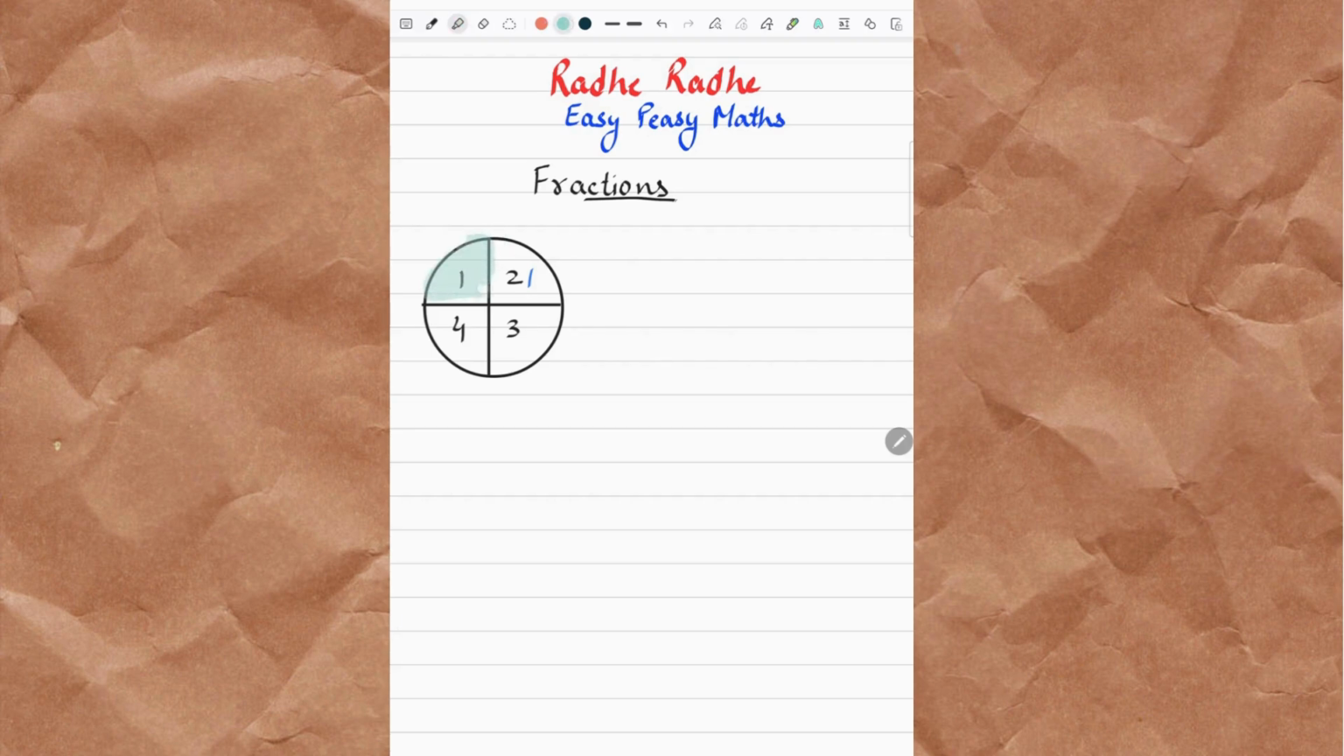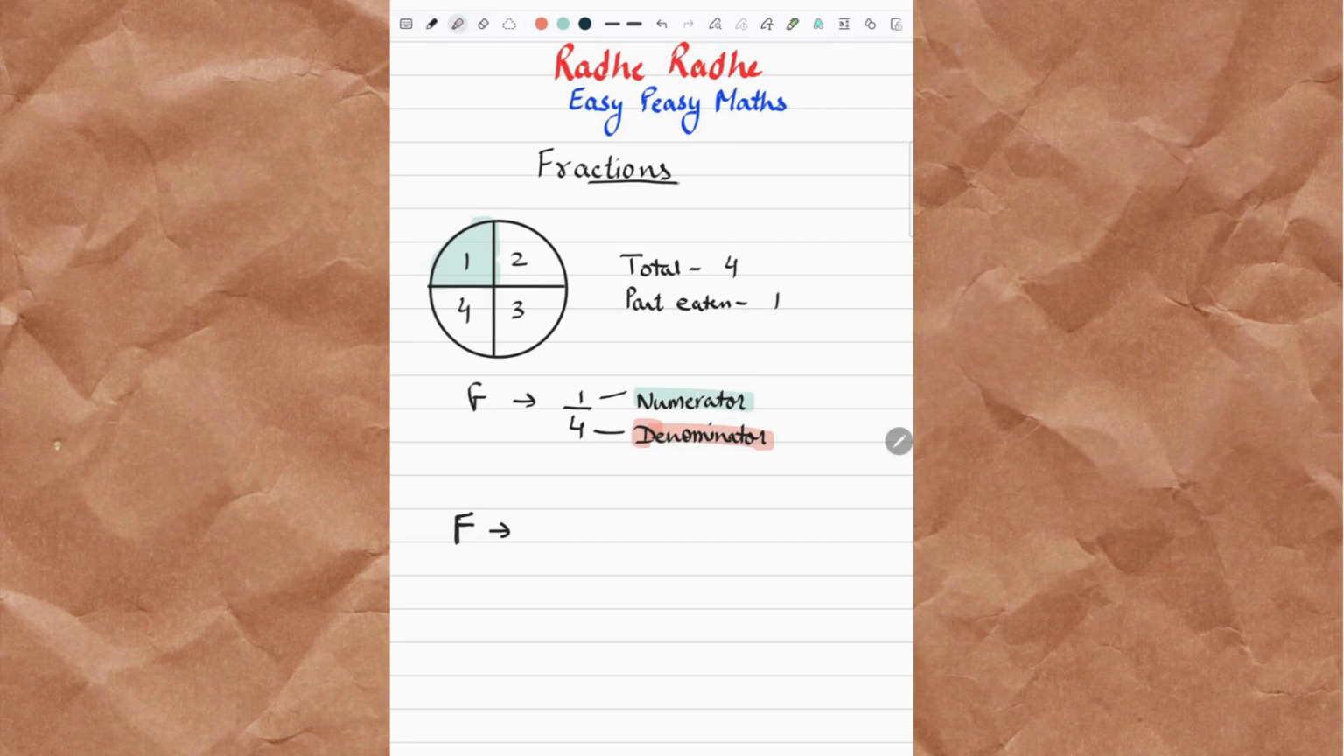If you have eaten one piece of this pizza, then this is equal to 1 by 4th of the pizza. It means the total parts we have is 4 and the part we have eaten is 1. So the fraction will be 1 by 4. 1 is the numerator and 4 is the denominator. Fractions are written as numerator and denominator, right? Got it? Numerator is the part we have, denominator is the total part. It is very easy to understand.